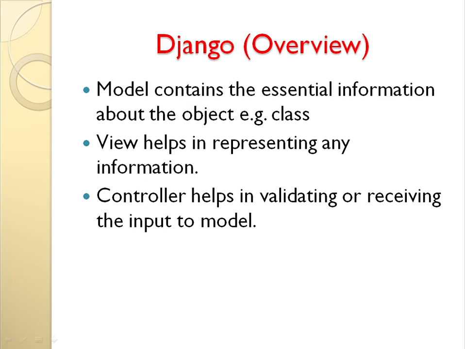See, view helps in representing information, like the HTML, whatever we display in HTML to create the web page, that could be considered a part of view. Controller helps in validating or receiving the input to the model. Whatever input is provided on the web page, by the help of controller only the input is sent to the model. Model contains essential information about the object, like the class. Model could be considered as a file consisting of a collection of related objects.